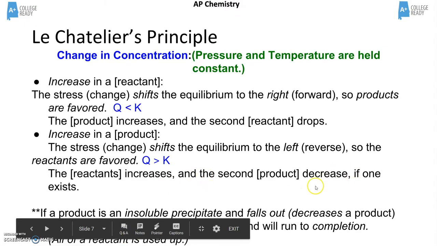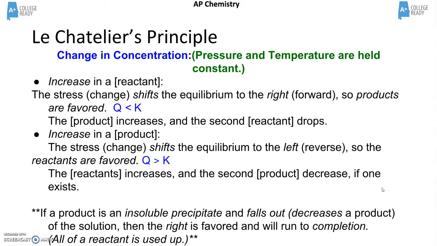Now, a little note to yourself. If a product is insoluble and falls out, then the right side will be favored. Now, why? Because it's going to run to completion, because all of the reactant is going to be used up. So we're going to be looking at slightly soluble or, quote, insoluble salts. We like to say slightly. In terms of once they're put in a reaction in solution, they're pretty much going to be used up and stay on the product side.